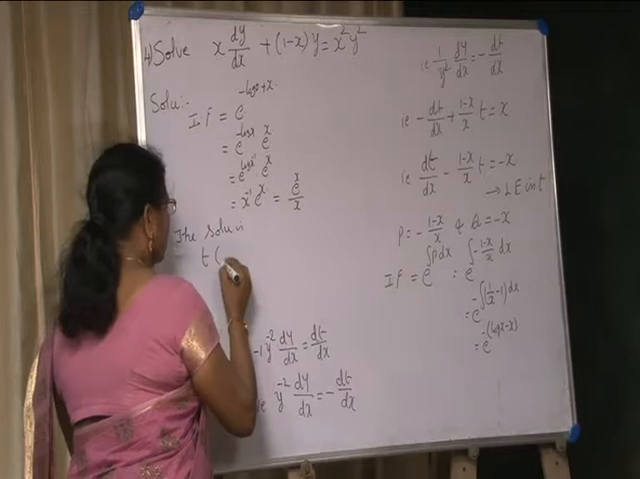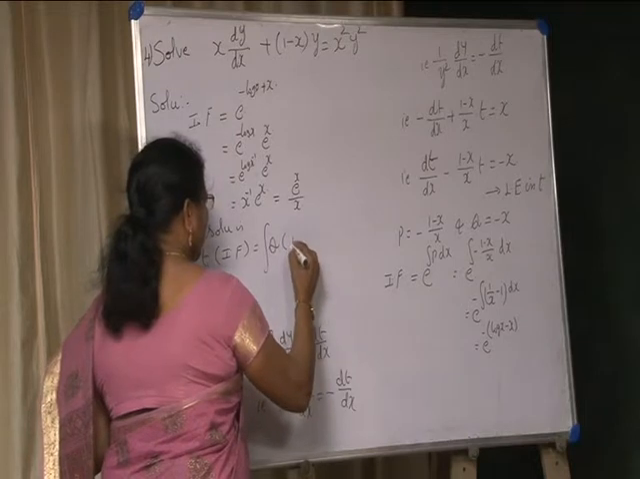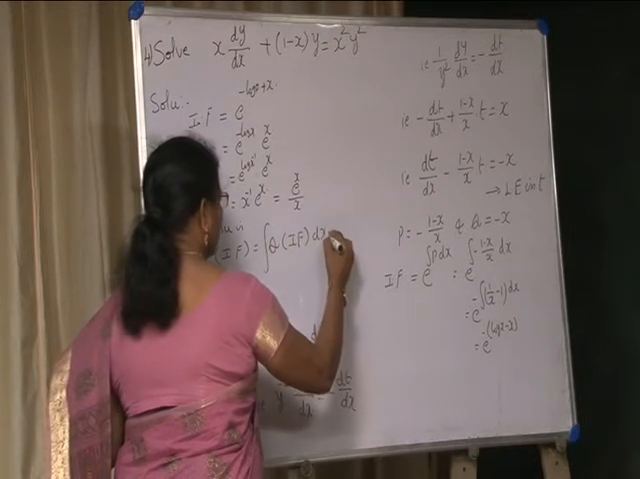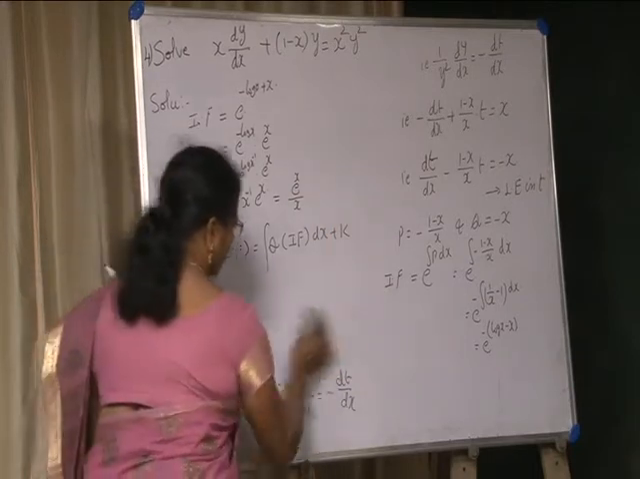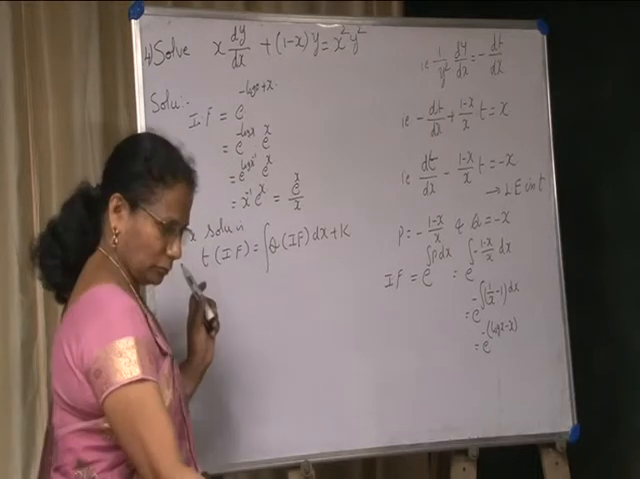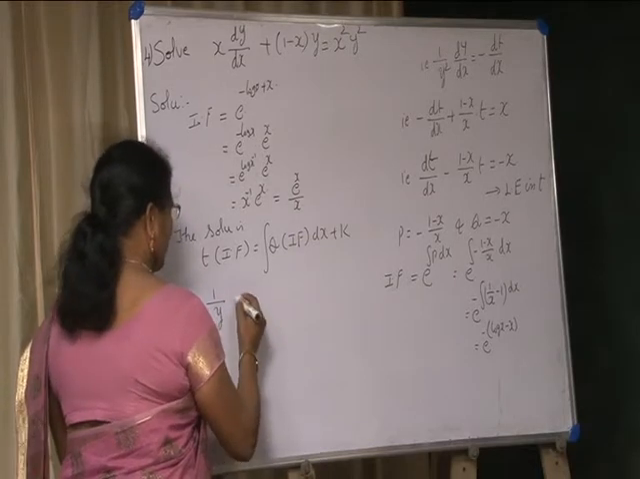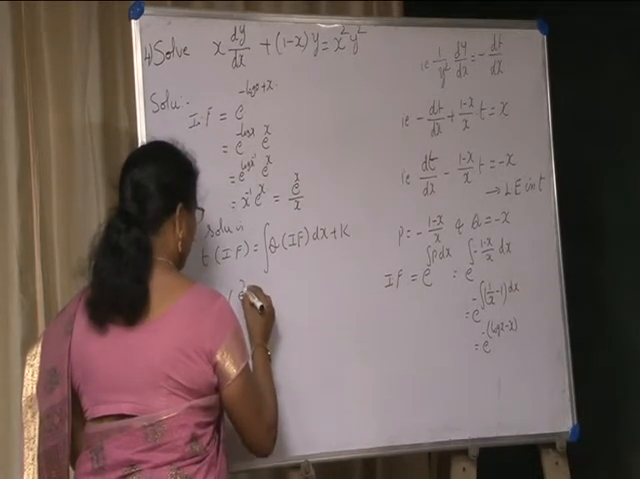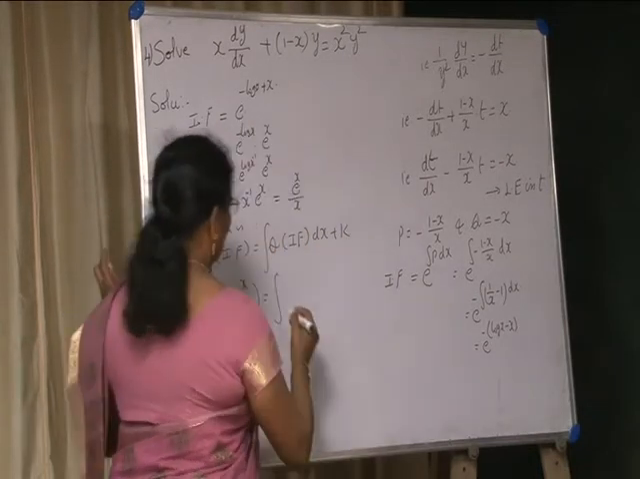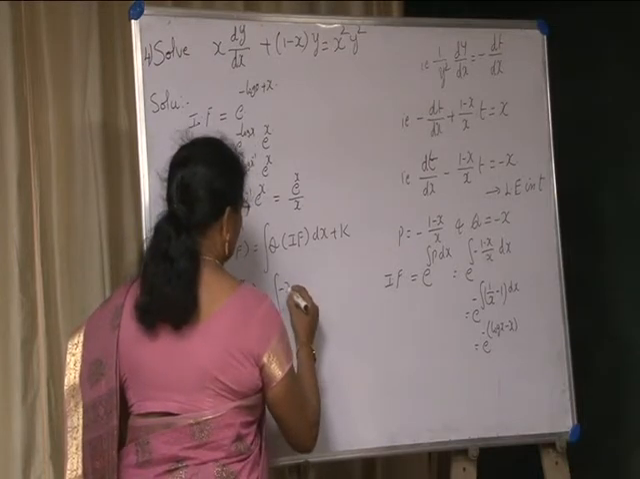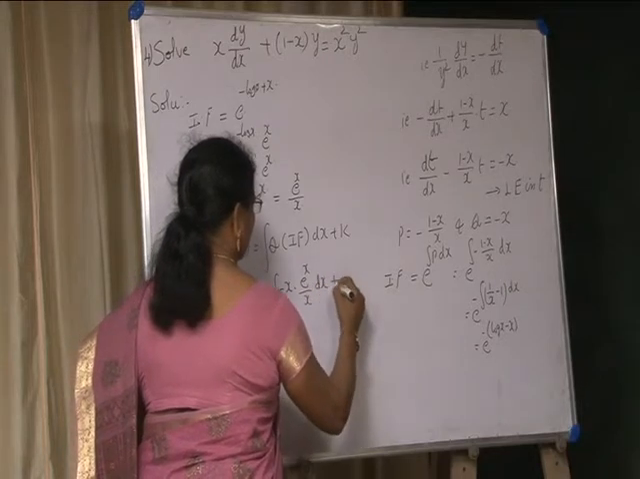t into integral factor equals q into integral factor dx plus k. What is the value of t? t is 1 by y, the integral factor is e to the power of x by x, and q is equal to minus x, into e to the power of x by x dx plus k.